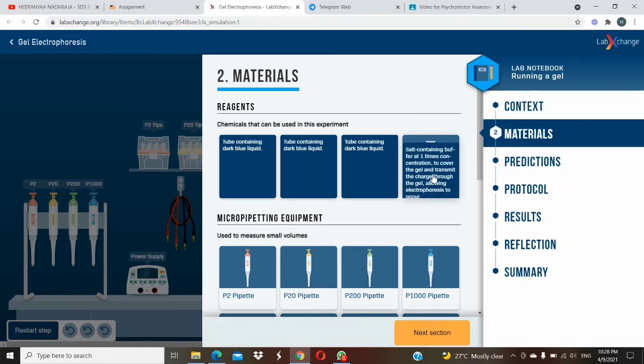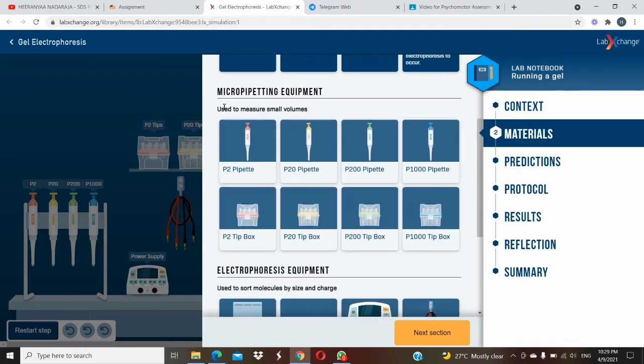And here we have 1 times sodium borate buffer, which is a salt containing buffer at 1 times concentration to cover the gel and transmit charge through the gel, allowing the electrophoresis to occur. And here we have the apparatus. Here we have various types of micropipettes such as P2 pipette, P20 pipette, P200 pipette and P1000 pipette.